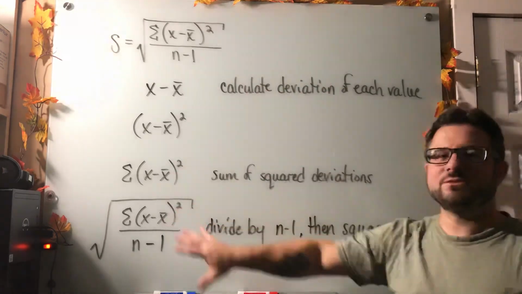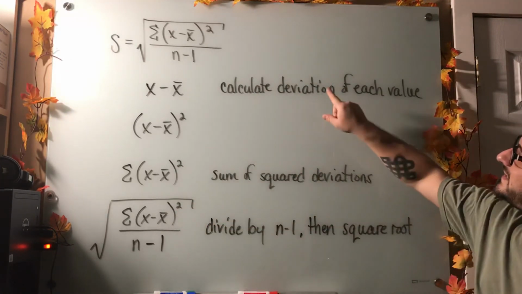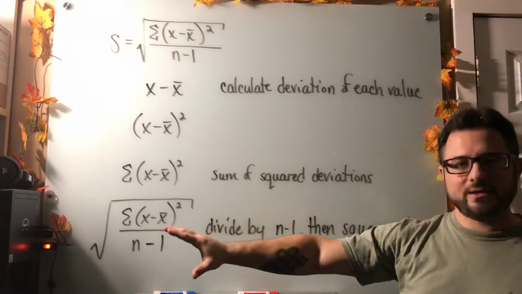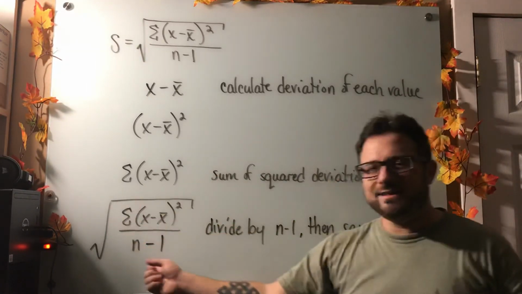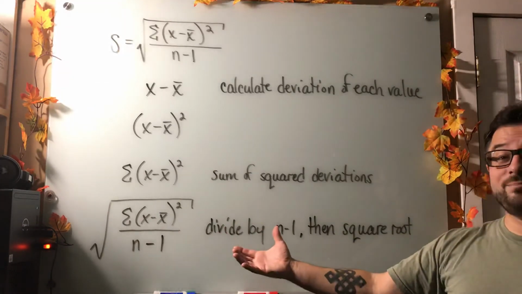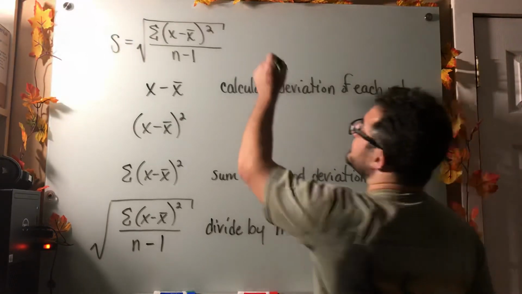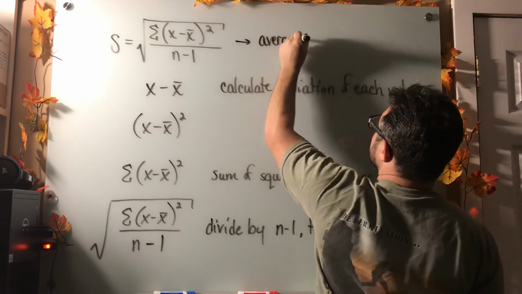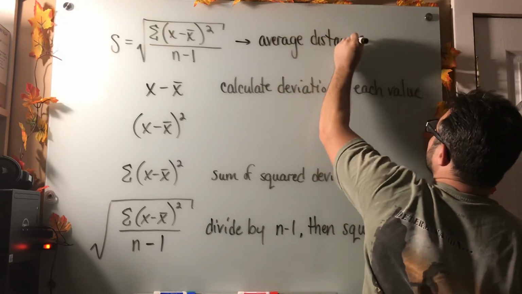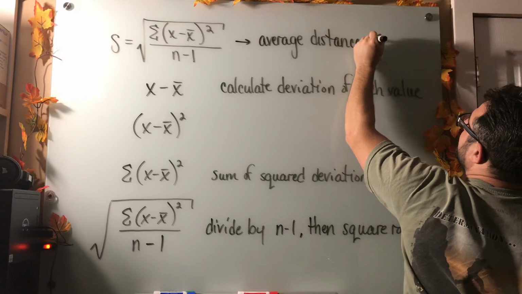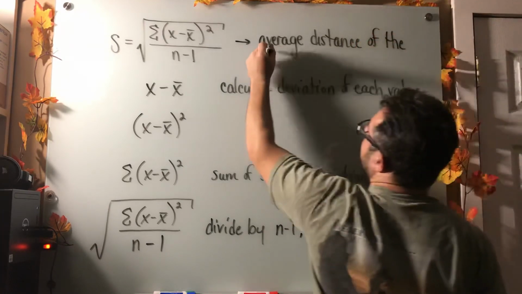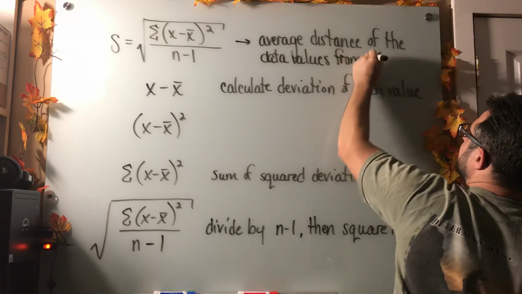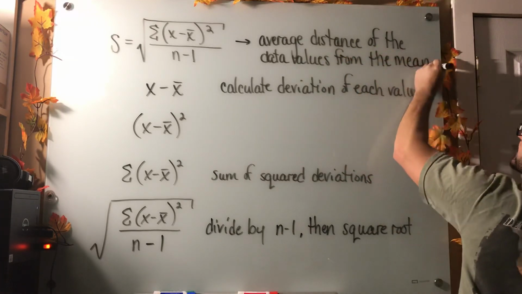But this is essentially what the standard deviation is doing. It's taking the distance from the mean, squaring and later on square rooting to remove the left or right. But essentially what it's doing is it's finding the average distance from the mean. And that really is the best interpretation of the standard deviation. It is, for all intents and purposes, essentially the average distance that a data value from the data set is from the mean. That is essentially what it is.